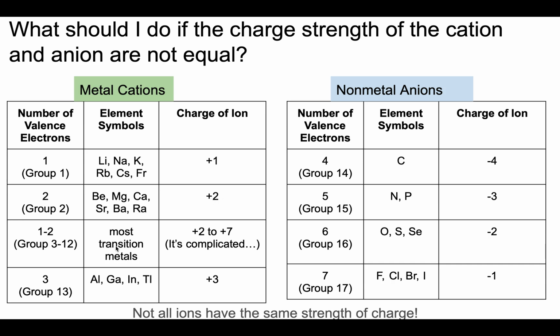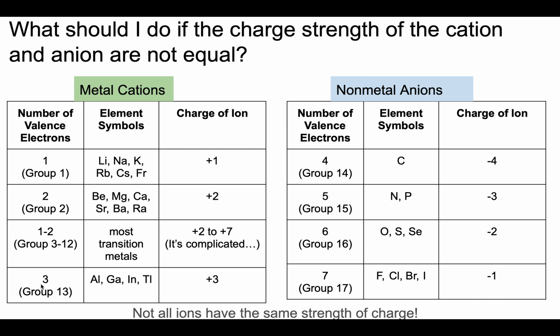Our transition metals are a little bit strange. They can form a couple of different types of ions, so their charges end up being +2 to +7. I'm not going to get into that right now because it is complicated. So let's just skip these groups for now and look at group 13.